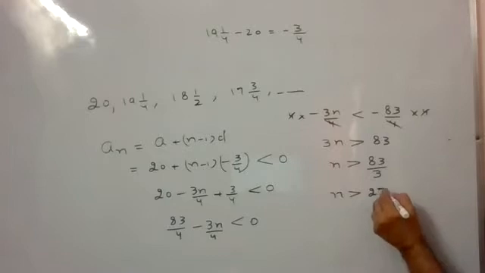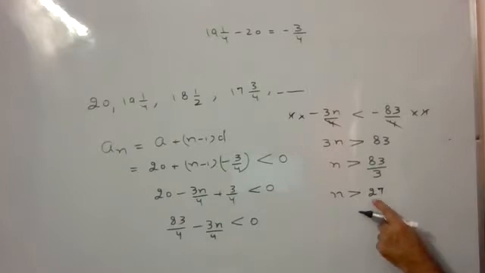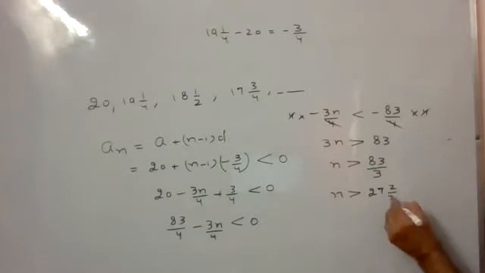Now when you solve it, 3 2s are 6, 2 remains, 3 7s are 21, so it comes 27 and 2 by 3. n should be greater than this.